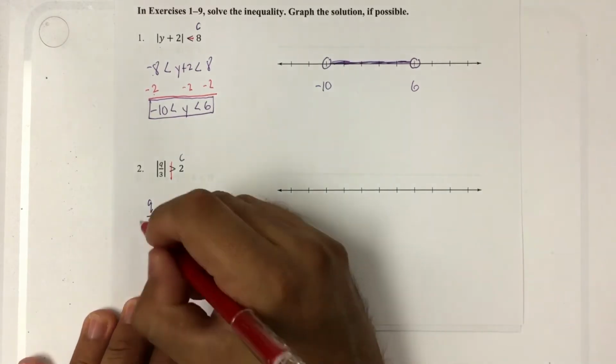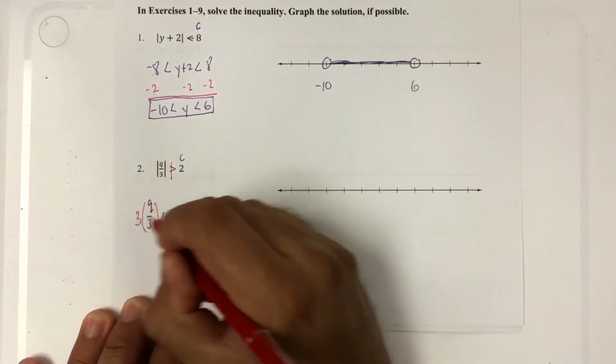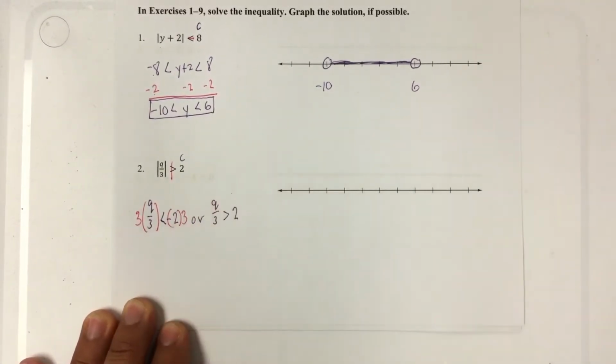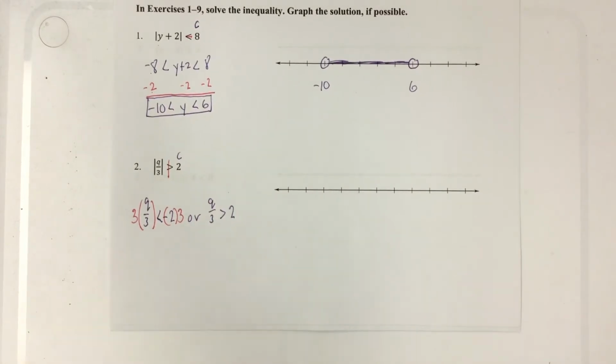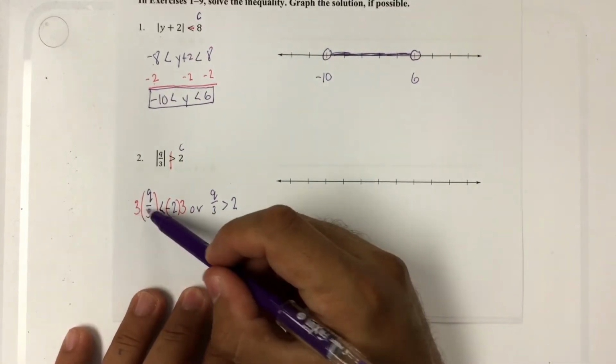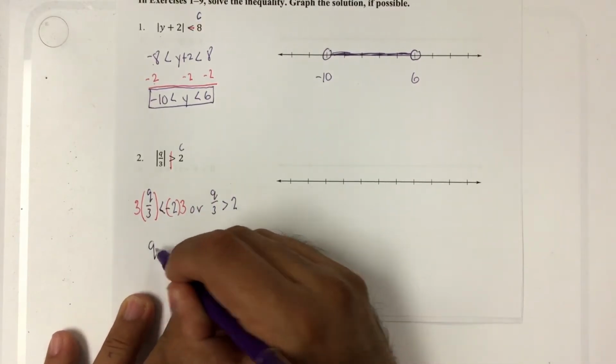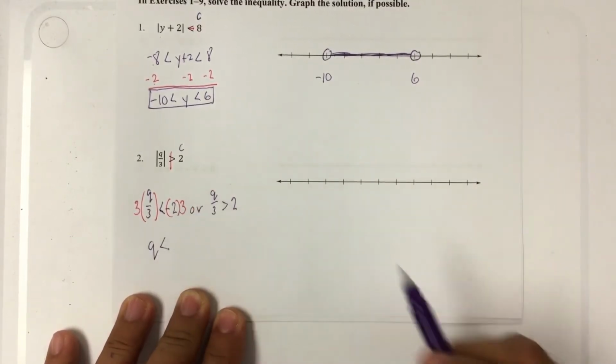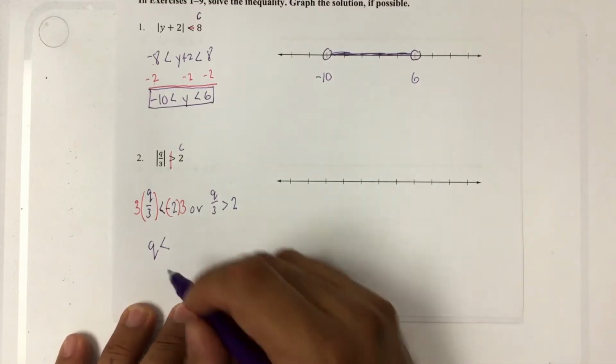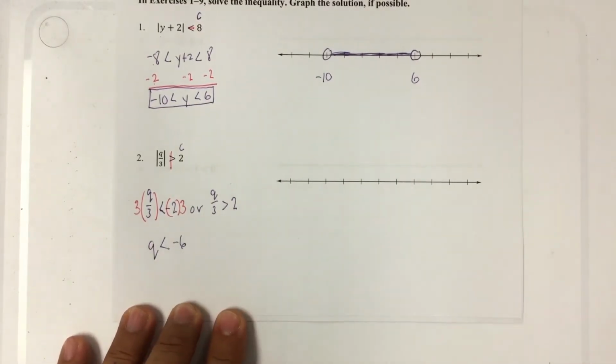Okay, we're going to multiply this side by 3 and this side by 3. If you're dividing by 3, you undo it by multiplying. So 3 divided by 3 reduces to 1, so we don't need it, so we have Q less than, what is negative 2 times 3? Negative 6. Okay. Now, you solve one side, now you're going to solve the other.